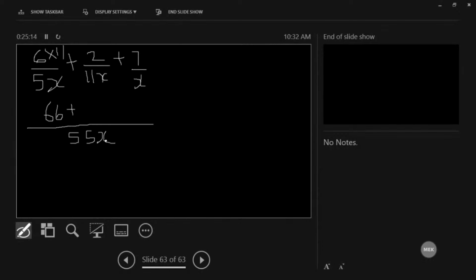11x into 55x, that goes 5 times. And 2 5s, 10. x into 55x goes 55 times. All right, so 7 5s, 35, and 3, 38. Hopefully I am correct here.